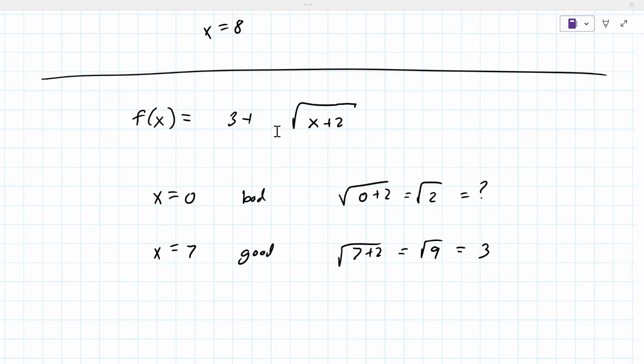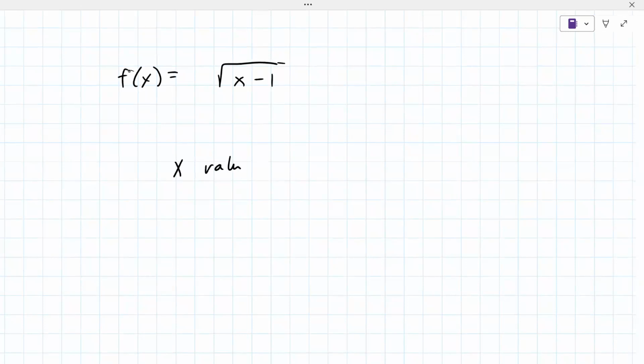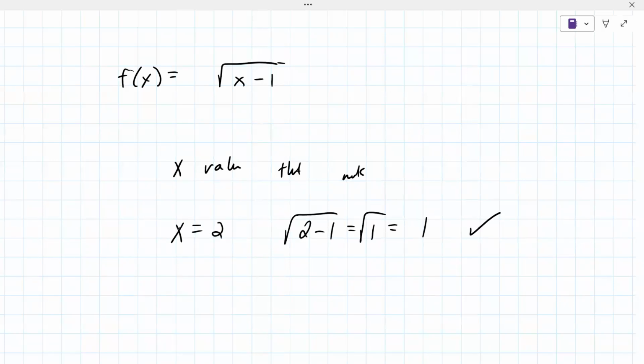Okay, so let me give you a much simpler example. Let's just say f of x equals the square root of x minus 1. Give me 2 x values that work, that are nice. Two. Oh, that wouldn't work. 2 is good. X equals 2 is good because 2 minus 1 equals 1, and the square root of 1 is 1. That's a good number.